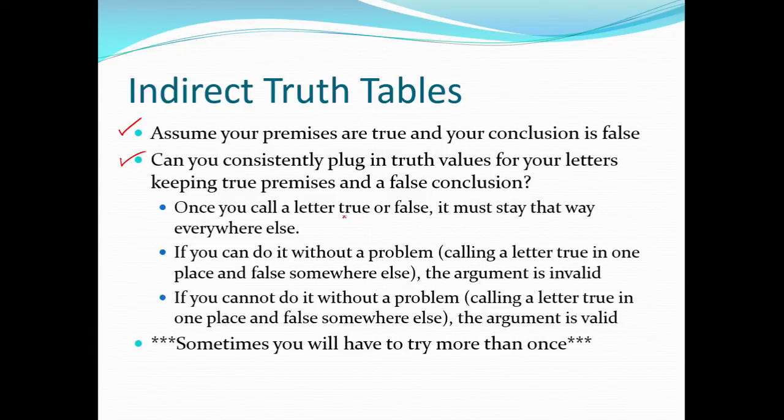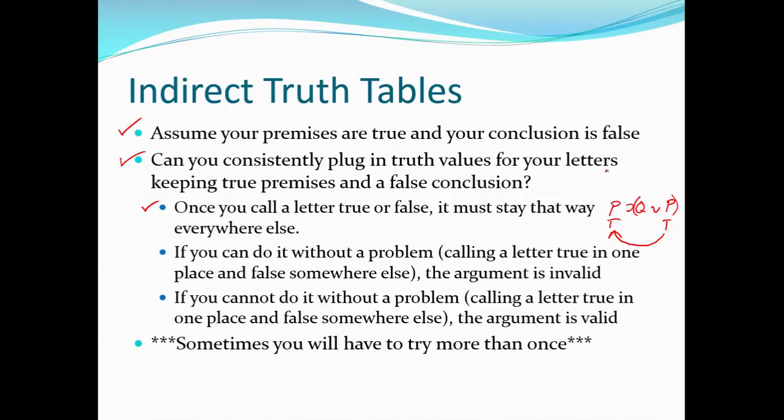Once you call a letter true or false, it's got to stay that way everywhere else. So if, let's say, you have P horseshoe Q, wedge P, if you call P true in one place, you have to call it true in the other place. You can't call it true one time and false somewhere else. That's what that means.